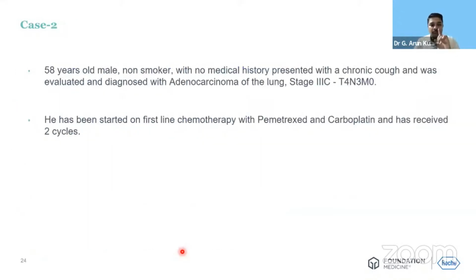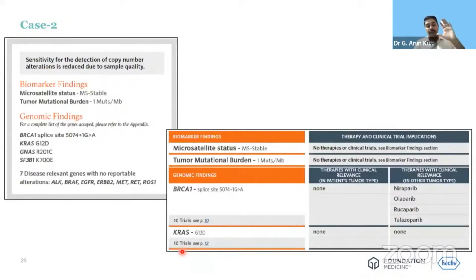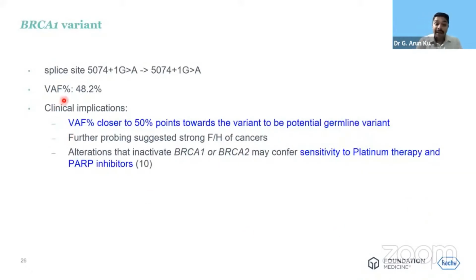Lastly, I'll conclude with one more case, again a male non-smoker with lung cancer. But what we found interestingly was a BRCA mutation, KRAS mutation, GNAS mutation, and an SF3B1 mutation. Now, BRCA is a splice site variant. Of course, in other tumor types like ovarian or breast, it is indicated for PARP inhibitor therapy. But the variant allele fraction was 48.2.